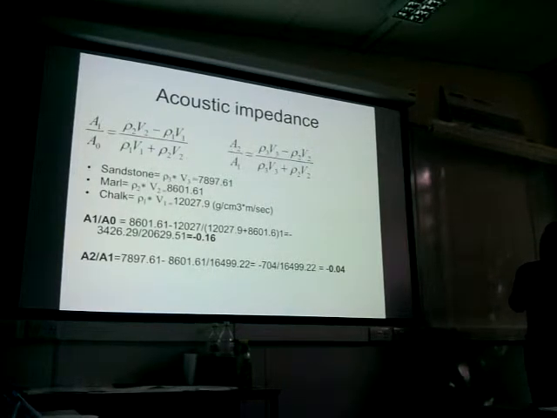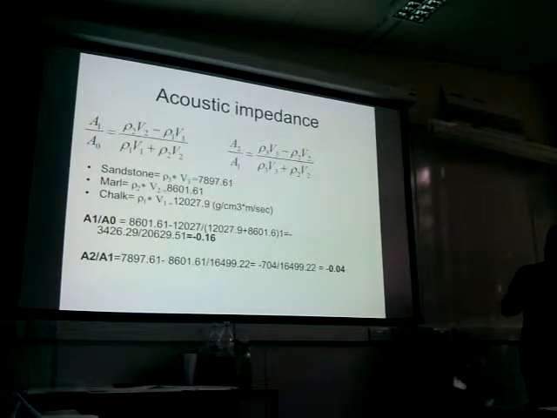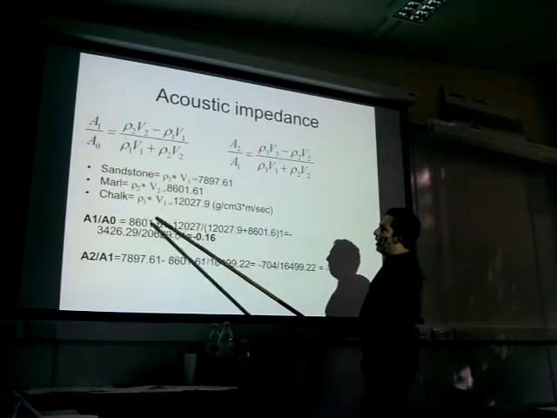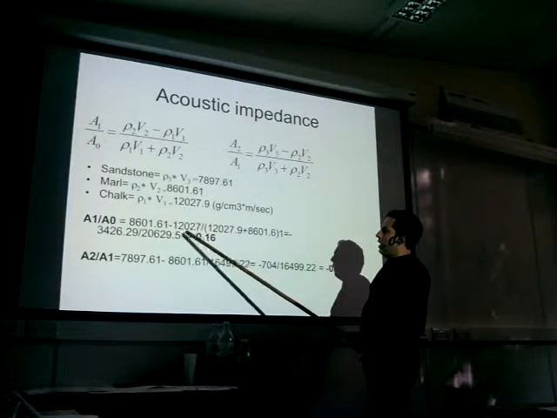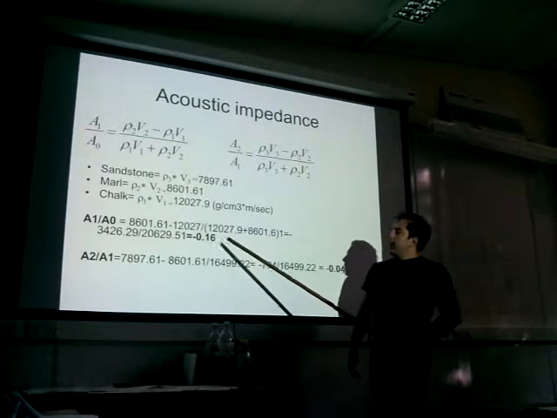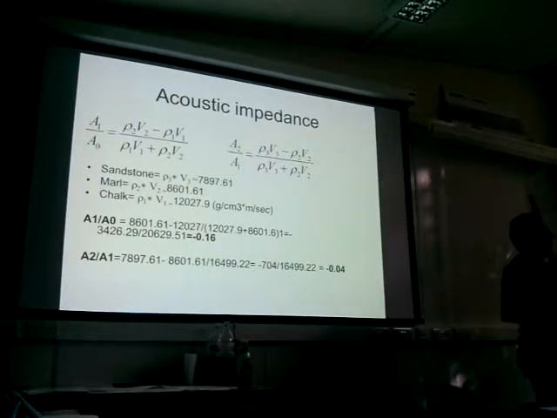So now that I got all the contrast of impedance, I'm calculating A1 over A0, which is basically the ratio of the one on top and the one below. So, chalk over marl. The marl is the one below, the chalk is the one on top. And I got a negative value of 0.16, as I expected. And then I got basically the marl over the sandstone.